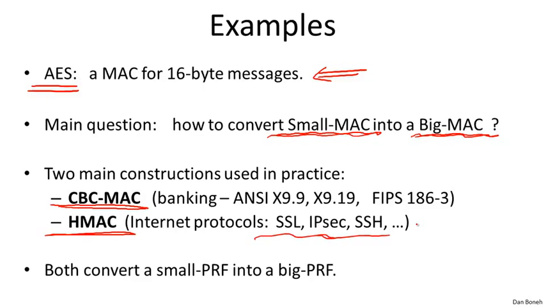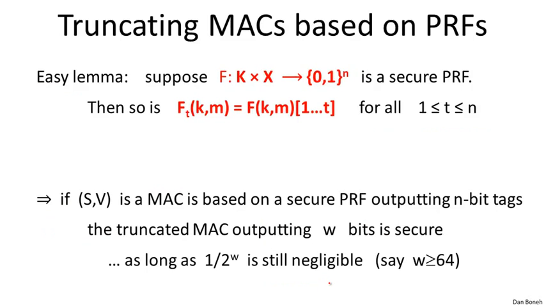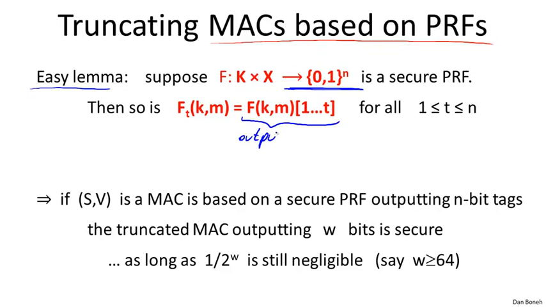Okay, so these are two different MACs, and we're going to discuss them in the next couple of segments. And as I said, both of them start from a PRF for small messages and produce a PRF for messages that are gigabytes long. And in particular, they can both be instantiated with AES as the underlying cipher. So the last comment I want to make about these PRF-based MACs is that in fact their output can be truncated. So suppose we have a PRF that outputs n-bit outputs. So again, for AES, this would be a PRF that outputs 128 bits as output. It's an easy lemma to show that if you have an n-bit PRF and you truncate it, in other words, you only output the first t bits, the result is also a secure PRF.